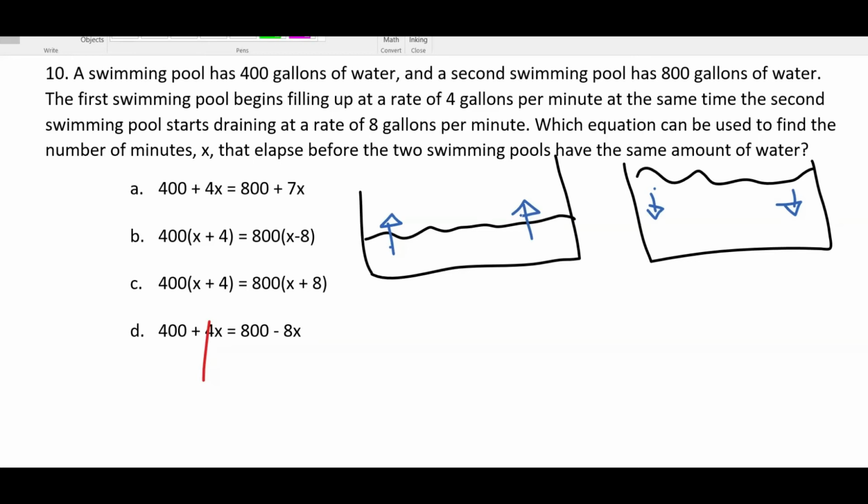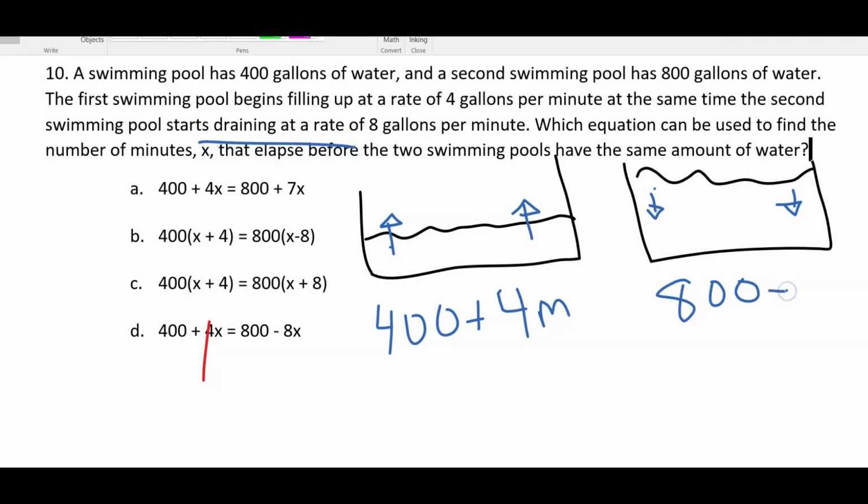They say that the first swimming pool begins to fill up at a rate of 4 gallons per minute. So this one started at 400 gallons and it's filling up. They're adding 4 gallons per minute to that. The other one started out with more water, but they tell us that the second swimming pool starts draining. In other words, losing. If I'm draining it, I'm taking away, and it's 8 gallons per minute. That's how these two compare.